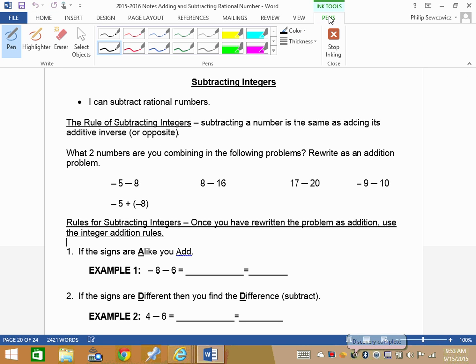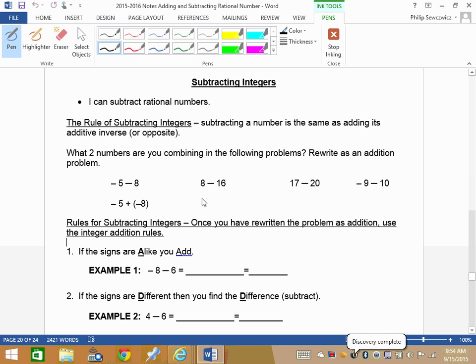So what we want to look at here are our main rules. The rule for subtracting integers is that subtracting an integer is the same as adding its inverse, which means its opposite. So technically, there's really no such thing as subtraction. Everything becomes addition problems. So negative 5 minus 8 is the same thing as negative 5 plus a negative 8, adding its opposite. If we change this to a plus sign, the opposite of an 8 is a negative 8.